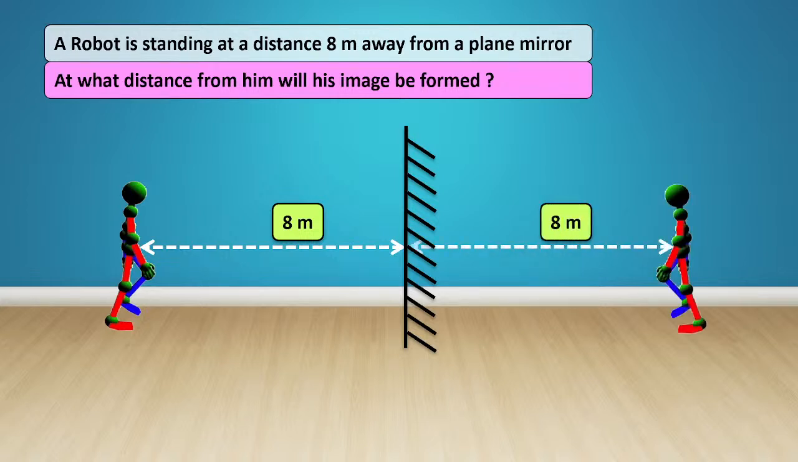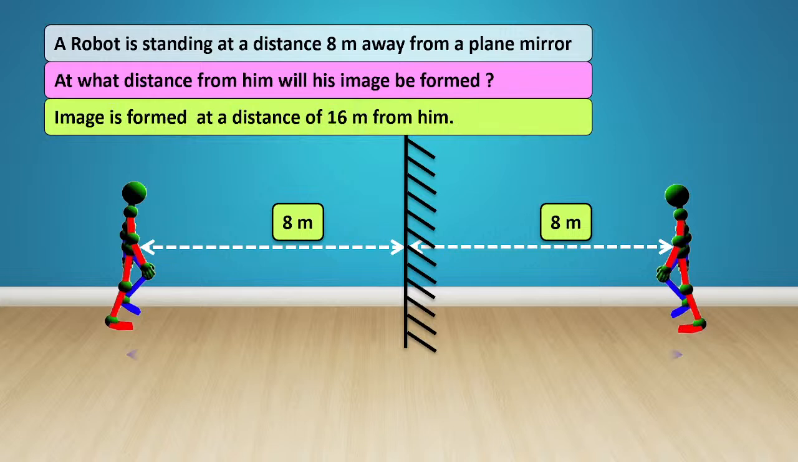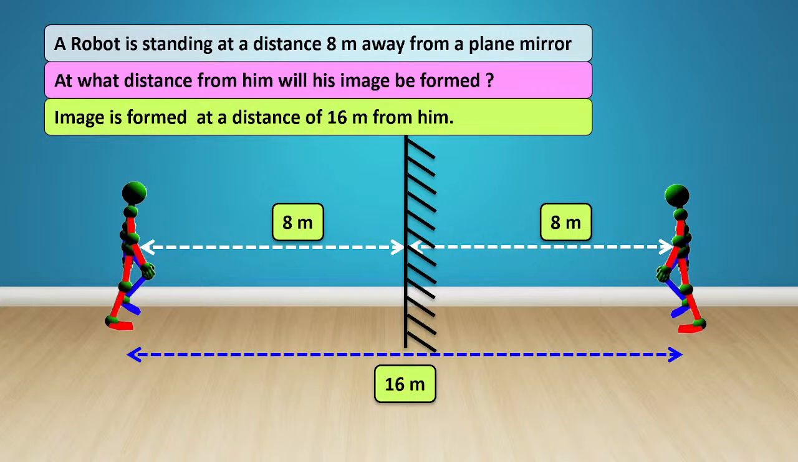Shall we check it? Yes. So at what distance will the image be formed? 8 meters. Okay, next. The image is formed at a distance of 16 meters totally. From the robot, if I take from him till this image, the total is how much? 16 meters. This also you should understand, and 8 meters also you should understand.